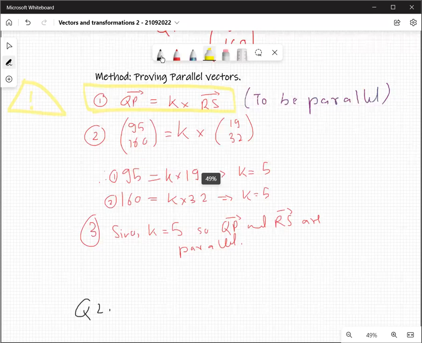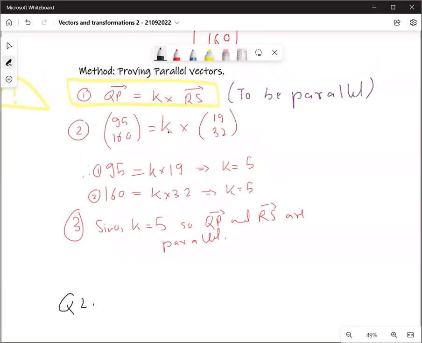Now let's try. What did you write for point 3? Right, for point 3, since K is equal to 5, QP and RS are parallel. Any questions here? I'm going to give you another question, Manvi, solve it.